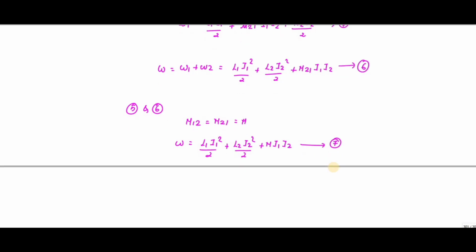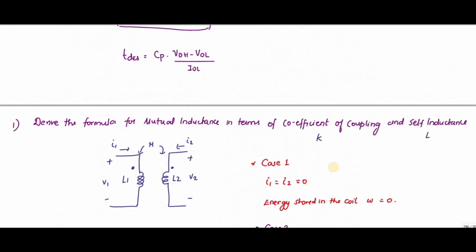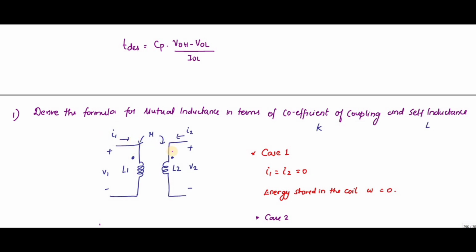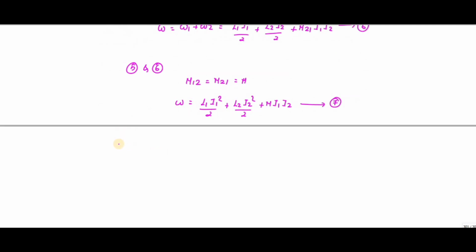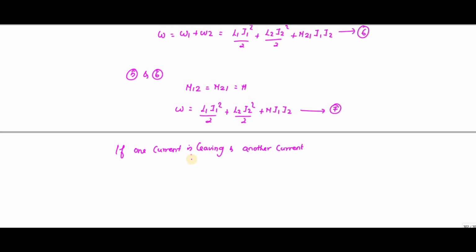If you see the diagram, both the coils are entering. If both the currents are entering this dot, or both the currents are leaving this dot, M is positive. If it is in the opposite direction, that is, I1 is leaving and I2 is entering the dot, or vice versa, M is negative.